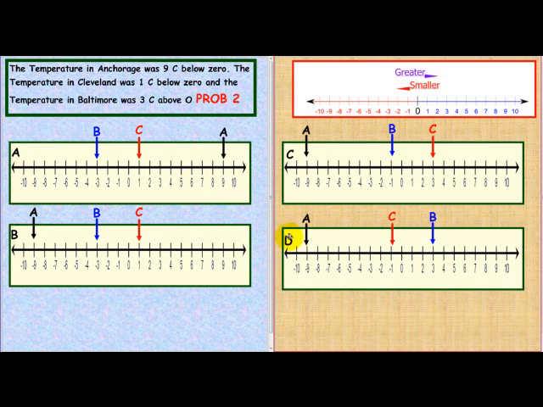Okay, if you thought the correct answer was D, you are correct. If you'll notice, it says Anchorage was 9 degrees centigrade below, so we have a -9. Cleveland was 1 degree below, so here we have a -1. And Baltimore was 3 degrees centigrade above 0. Hopefully your answer matched ours. If you would, please have another student come up to the video, and while they're coming up here, if you would please erase your answer. Thank you.